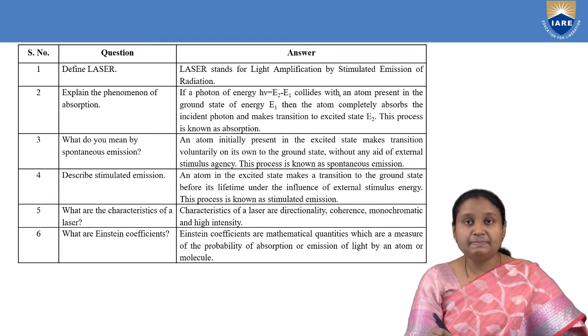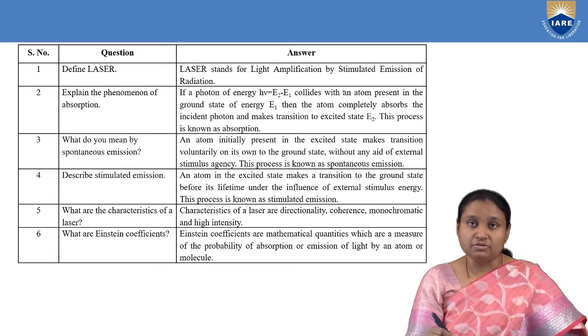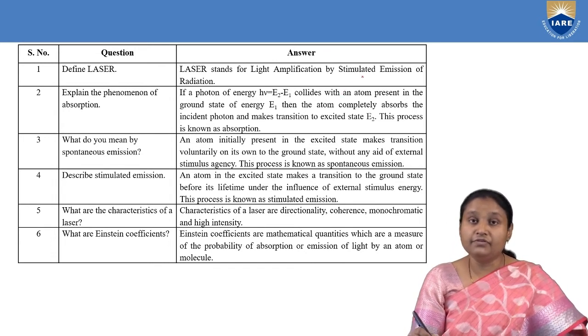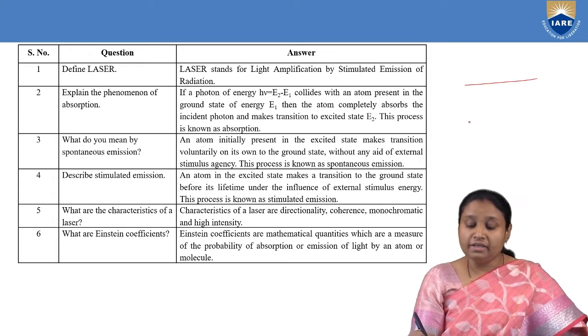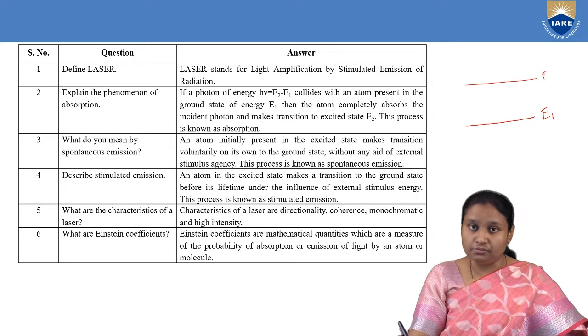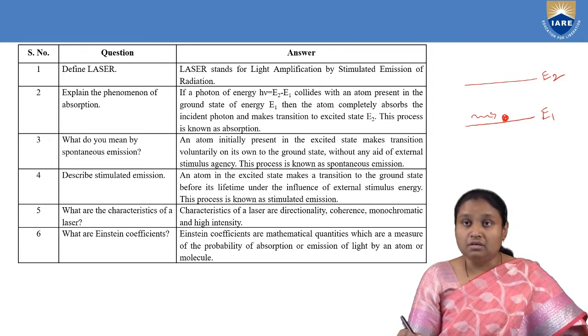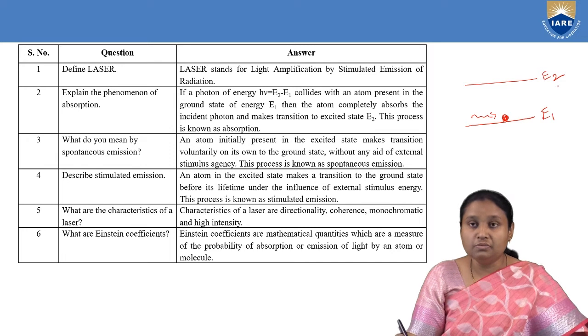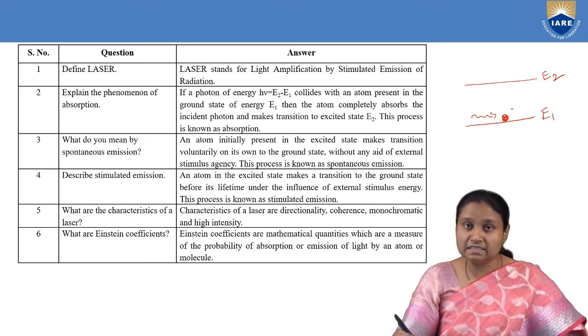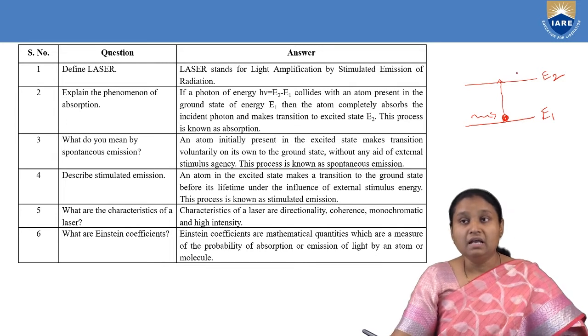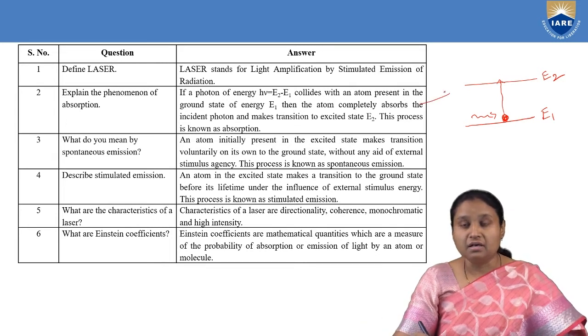And then next, explain the phenomena of absorption. So what is absorption? We know that if we take a system of atoms and if we have two active energy levels which are denoted as E1 and E2, first the atom will be in the ground state, and when we expose this particular atom or electron to a photon whose energy is equal to E2 minus E1, then this atom or electron absorbs that energy and it goes to a higher state. And this phenomenon is called absorption.